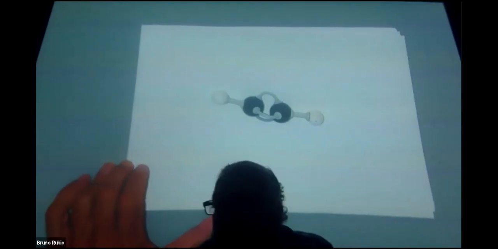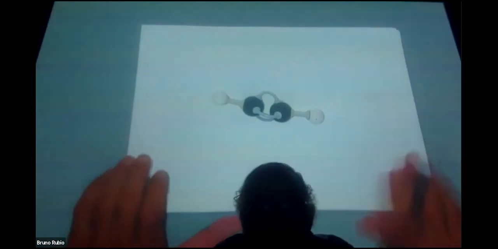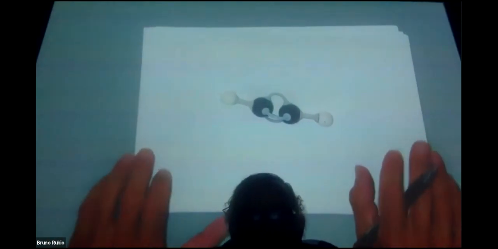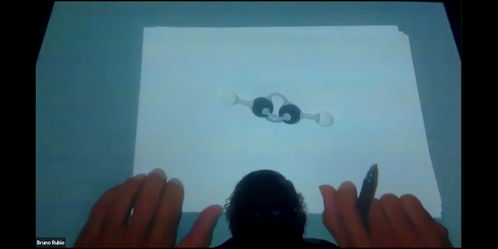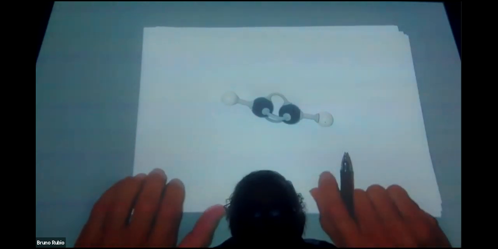Okay, we're back. So, hope that you were practicing finding the symmetry elements of some of those molecules. I want to look at the symmetry elements of this one.